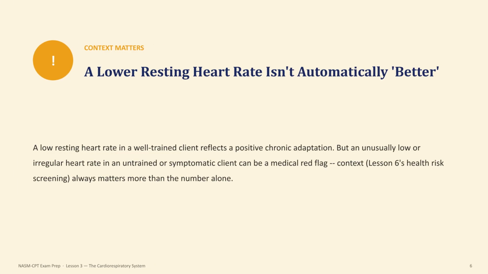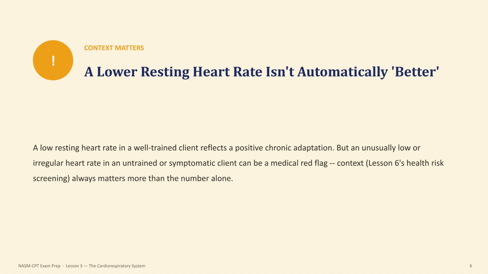Here's an important nuance. A lower resting heart rate isn't automatically better. In a well-trained client, a low resting heart rate reflects a positive chronic adaptation. But in an untrained or symptomatic client, an unusually low or irregular heart rate can be a medical red flag. Context always matters more than the number alone. This connects forward to Lesson 6's health risk screening, which you'll cover later.